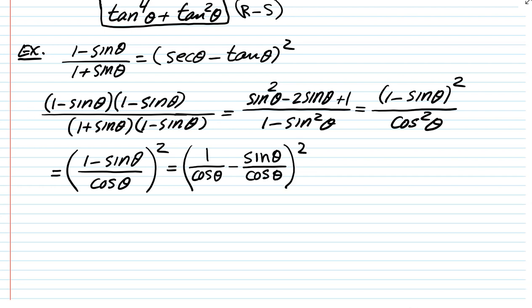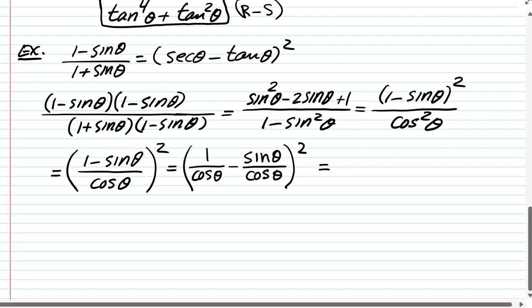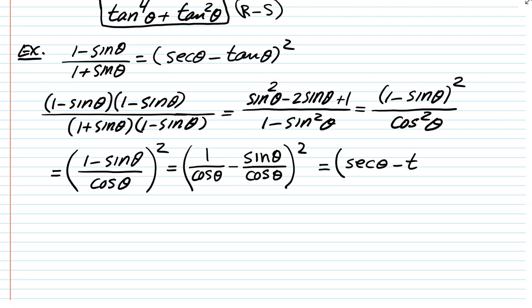Quantity squared. And what is 1 over cosine? 1 over cosine is the reciprocal identity for secant. And sine over cosine is the ratio identity for tangent. And there we have that one. So I get secant minus tan squared. And that is the right side.